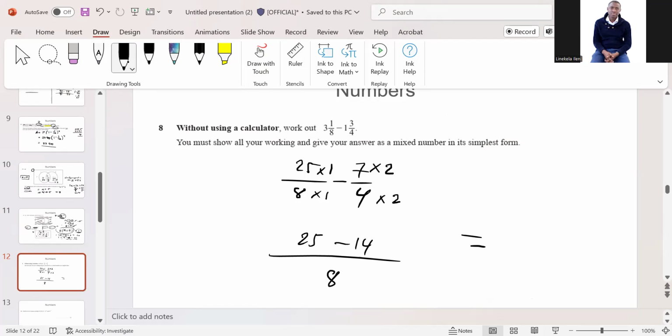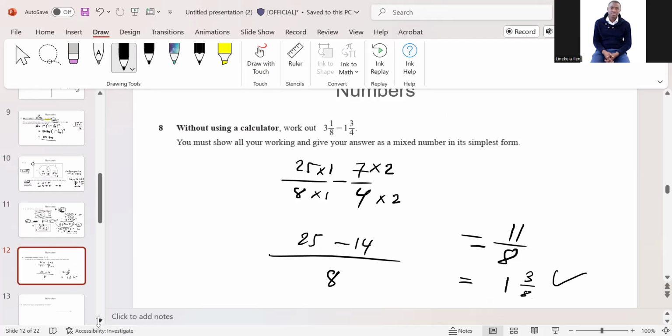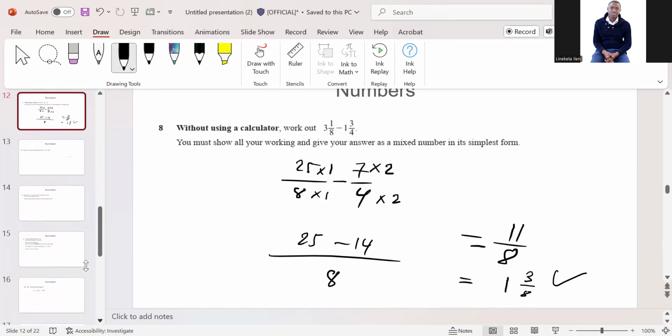You're going to be left with, how much is that, guys? My mental math is disappearing. Hope yours is not. 11 over 8. And then 8 into 11 goes in there basically once. Remainder will be 3. 3 over 8. We can't simplify that further. You're done. Right, if I've made a mistake, just correct it, guys. But fractions is something that I believe you should be able to do.